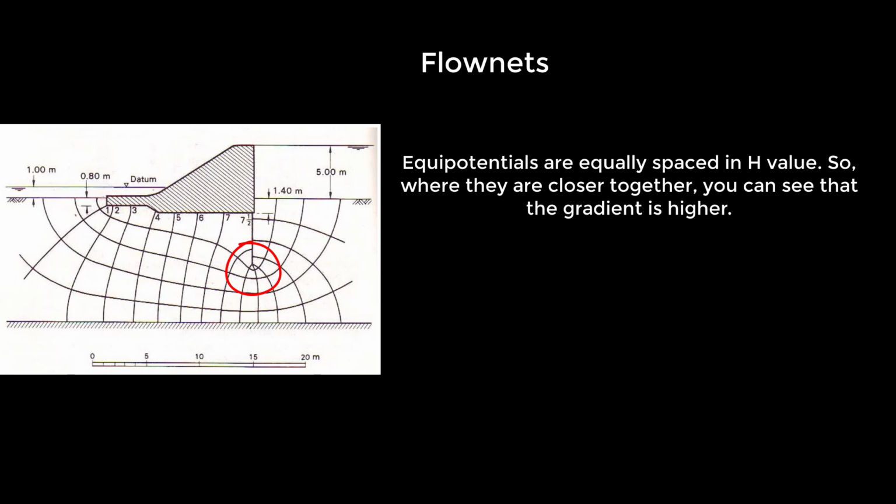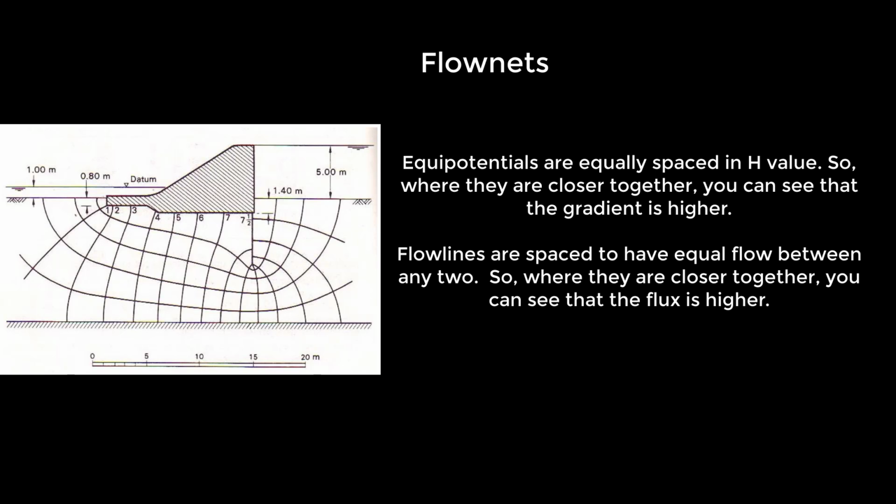For instance, under the toe of this dam, or the footing that's going down into the ground, you can see those closely spaced head contours, which is telling you that there's a steep gradient there. Similarly, the flow lines in a quantitative flow net are spaced such that the flow between any two flow lines is the same. So again, right beneath that structure under the dam, you can see the flow lines bunching together, and if the medium is homogeneous, you know that right there there's a lot more flow. And if the porosity is constant, you know that the velocity is higher there too. So you may expect to have erosion there, for instance.